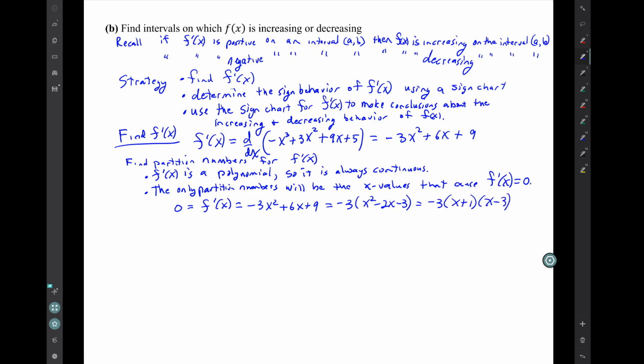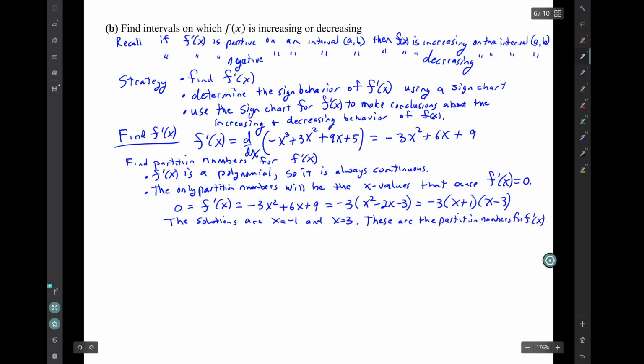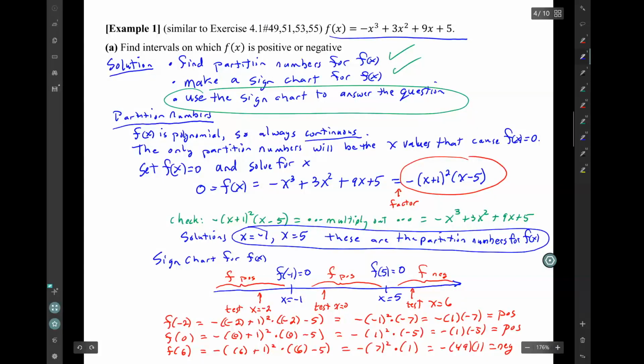So we're going to set f prime of x equal to 0 and solve for x. When we do that, we end up factoring f prime of x, and you can see that the solutions to this equation are x equals minus 1 and x equals 3. So those are the partition numbers. And it's important to keep straight what they're the partition numbers for. They're the partition numbers for f prime of x. Earlier we had partition numbers for f of x. The partition numbers for f of x were x equals negative 1 and x equals 5.